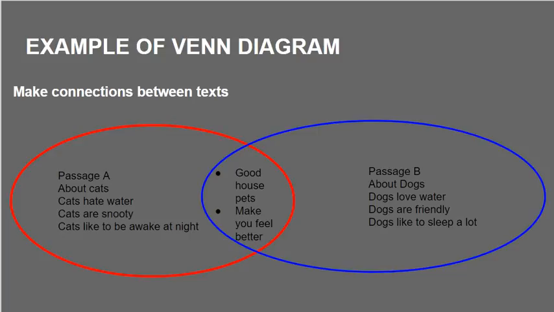Now, you and I both know that these statements are not completely true about every single cat or every single dog. But that was the passages that I read. That's the statements that the authors made, and I found a connection. So I could take that connection and I could make a statement from those connections. So this is an example of a Venn diagram and how to use a Venn diagram to make connections between two texts that may not appear to be related.